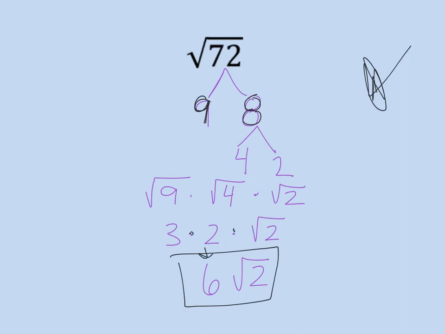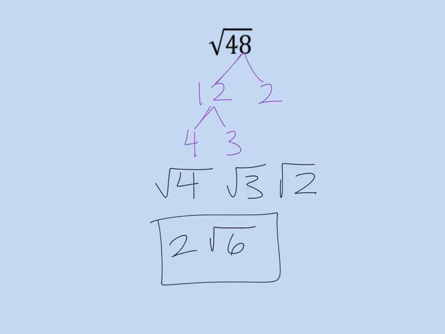Or, if you knew the square root of 36 and the square root of 2, that's the same thing, and that's how you could get 6 square root 2 also. But sometimes it's hard to know 36 times what would equal 72. Try it again. You should get 2 square root 6.